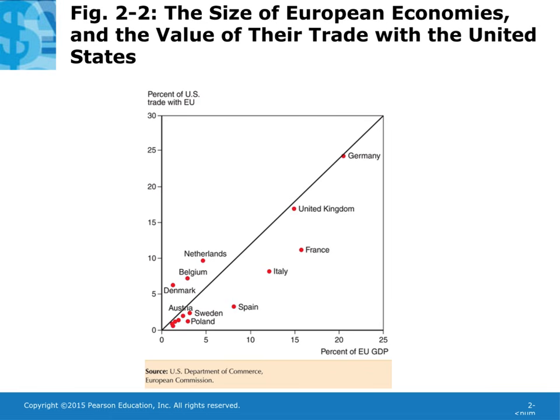Whether an economy is a giant like Germany or a smaller player like Sweden, its position on this graph tells the same story. The more a country produces and earns, the more it engages with the global market. This scatter plot confirms that the gravity of an economy's size is a real, measurable force in international trade.